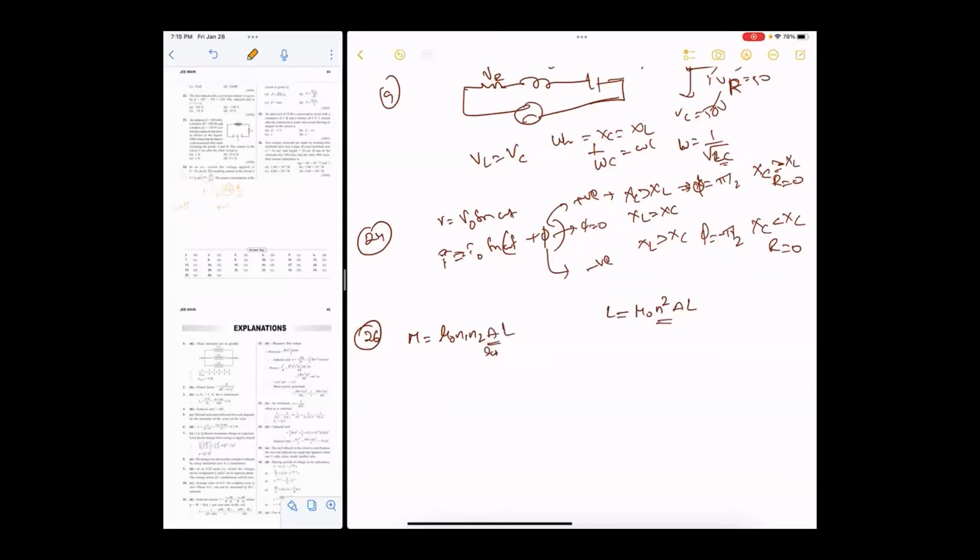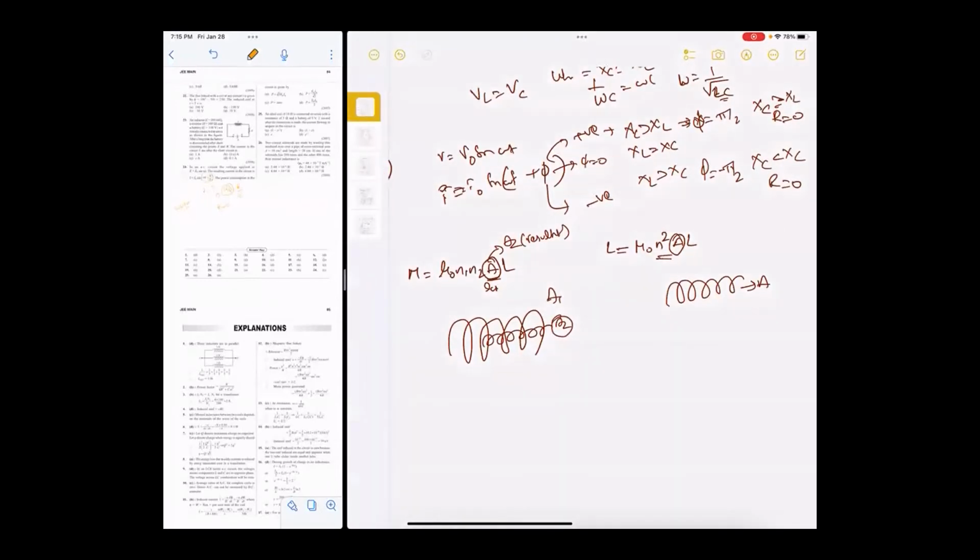L is the length. This area is the area of the loop. If this area of the loop is A, this is A. But these are different areas. So one loop is bigger, A1. The other loop is smaller, A2. So which area should I take, A1 or A2? Smaller one, A2. Agreed. So this should be A2, the smaller area. That is the resultant area, a projected area kind of thing.